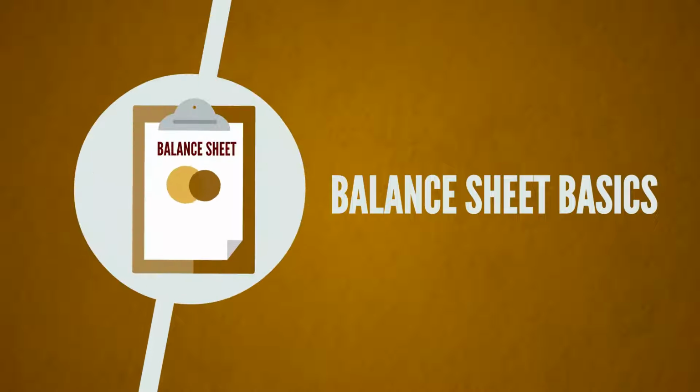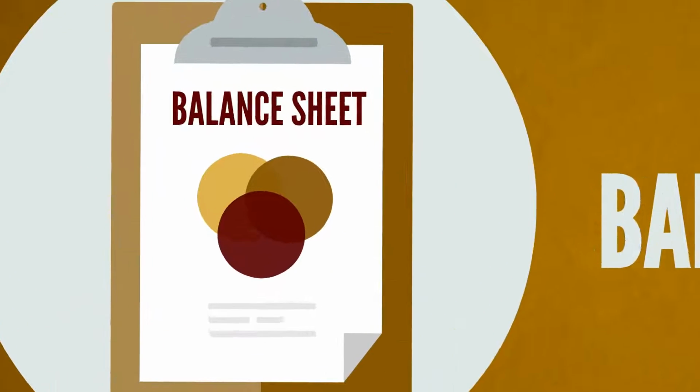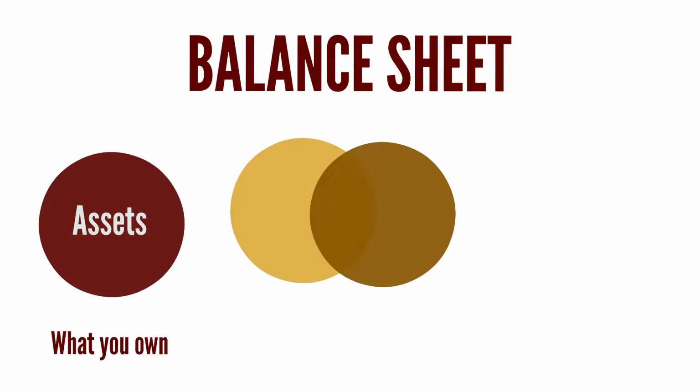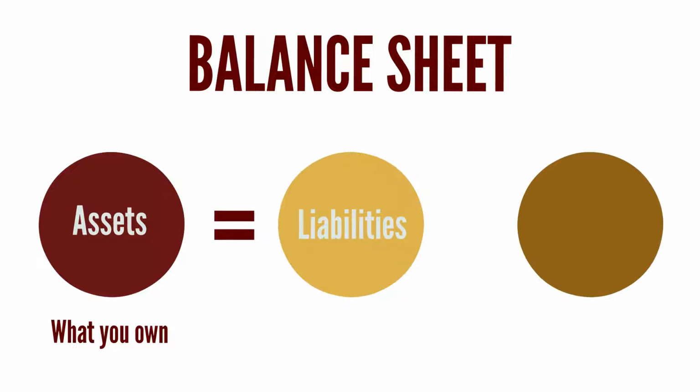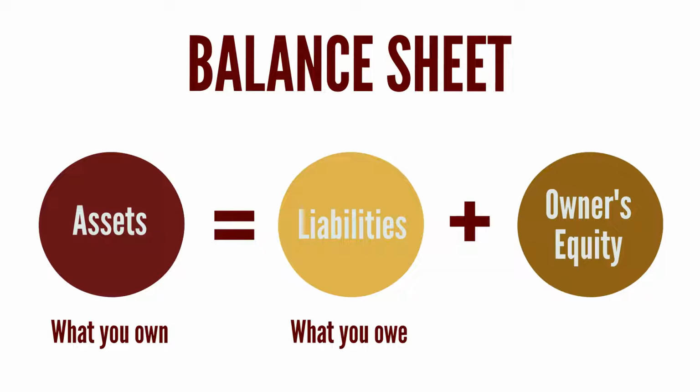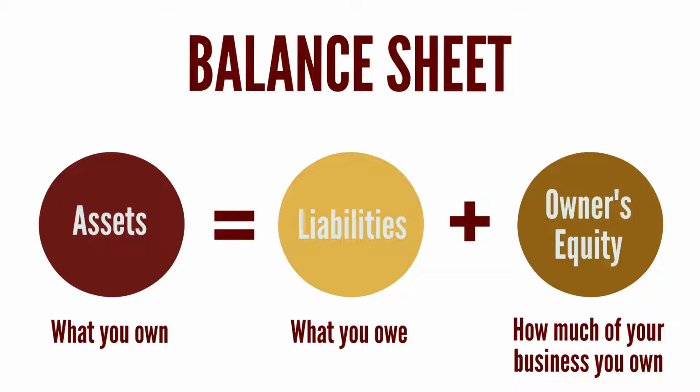Your balance sheet is a key summary and report of the financial standing of your business. A balance sheet shows you 3 core values in your business: your assets, what you own, your liabilities, what you owe, and your equity for a specific date in time. Equity means how much of your operation you own.